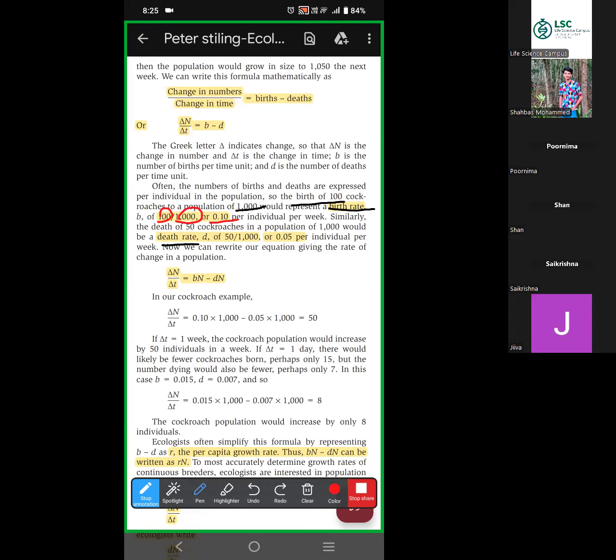Also, this is the death rate. So consider the same cockroach population. There were 1,000 cockroaches present in the population and 50 individuals died. So death rate is given by number of individuals died divided by the number of individuals. In this case, it is 50 divided by 1,000. So death rate is 0.08. Okay. Okay, ma'am.